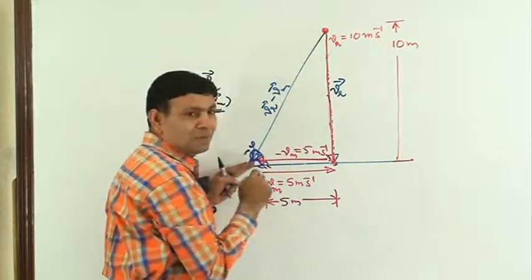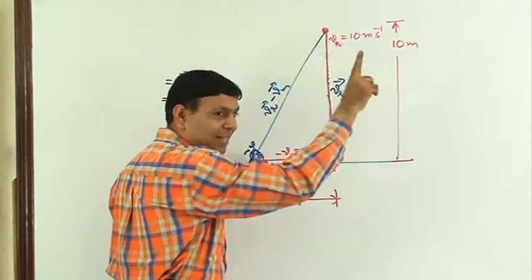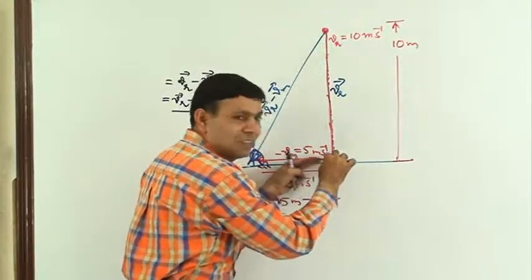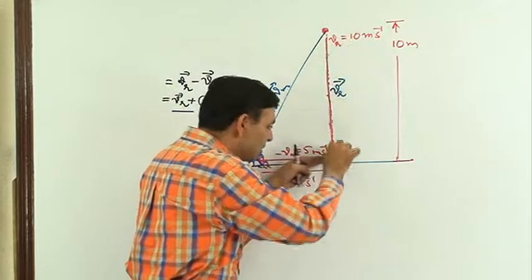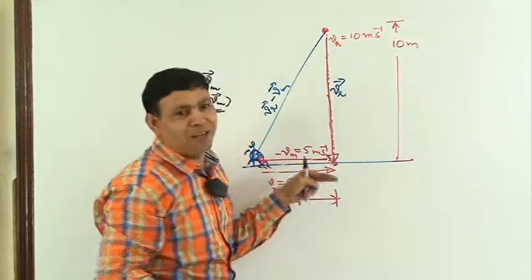What I am trying to tell you actually is, relative to the man, the rain is appearing to come and fall towards him. The reason is simple. This raindrop in 1 second will reach here, and this man in 1 second will reach here. So it's something like this. So this raindrop is going to fall on this man. And you know very well.